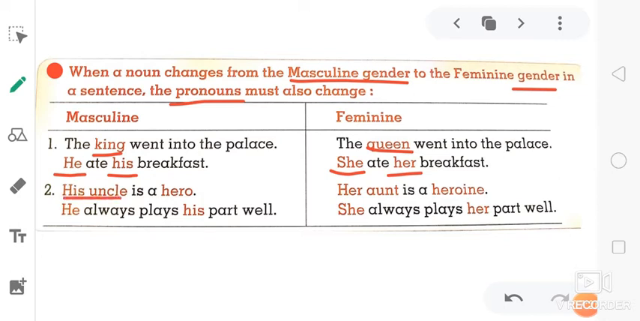His uncle is a hero. He always plays his part well. Uncle is masculine. To change into feminine, his uncle is changed into her aunt, and is a hero is changed into heroine. She always plays her part well. So whenever we change masculine into feminine, even the pronouns will get changed.